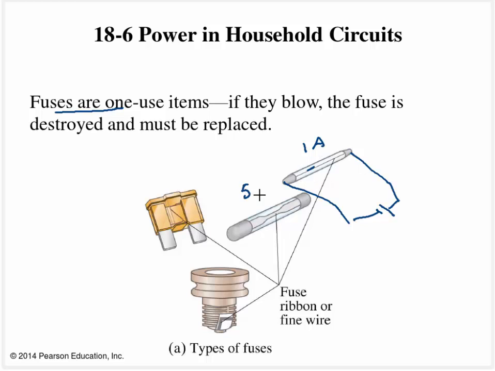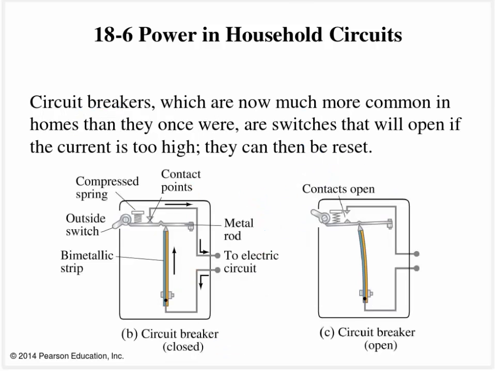This one's a little bit thicker, so let's just say that this one's a 5 amp circuit, and then this one might melt at, say, 20 amps. Now the bad thing about a fuse is that once they have been burnt out, the fuse is destroyed and you need to actually replace it. And so nowadays we have circuit breakers, which are much more common than they used to be, and really these are just switches that are going to open if the current gets too high.